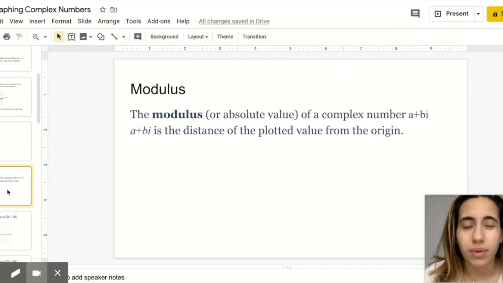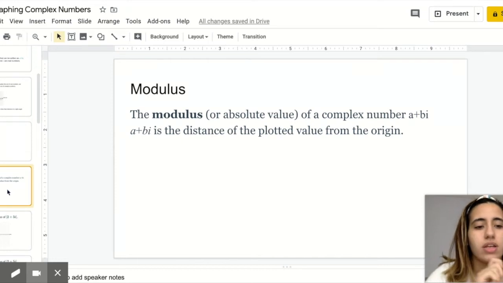So if you remember, absolute value is the distance of a number from 0, right? And distance can never be negative.